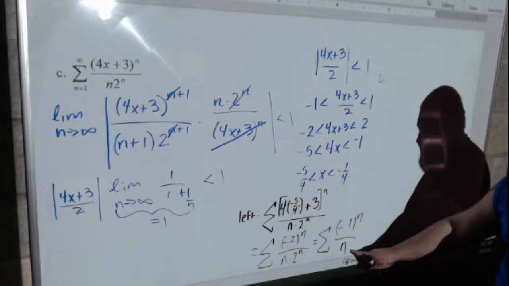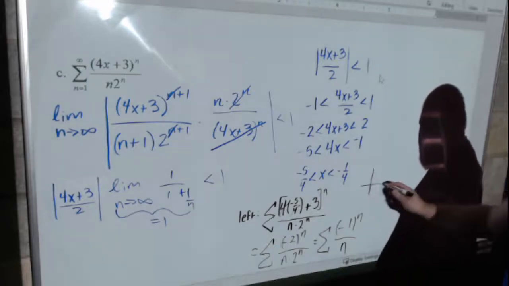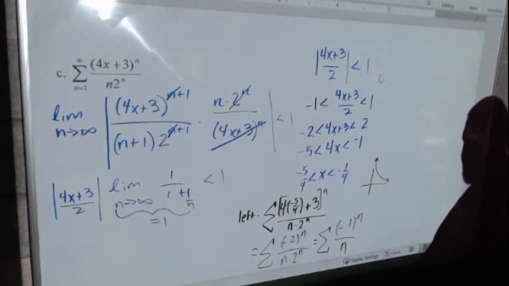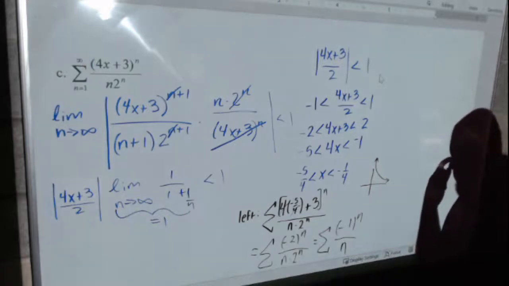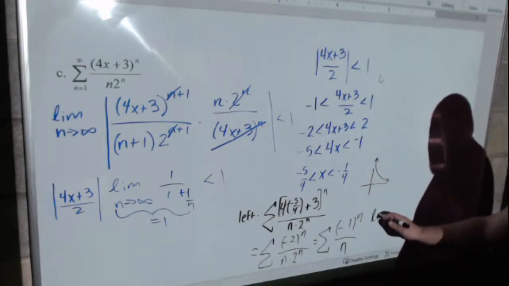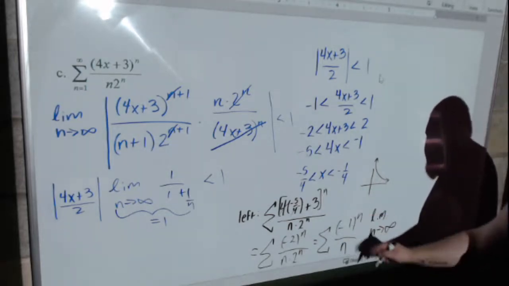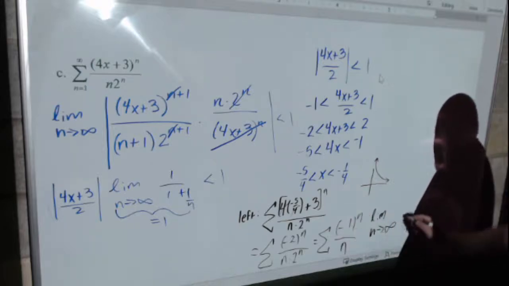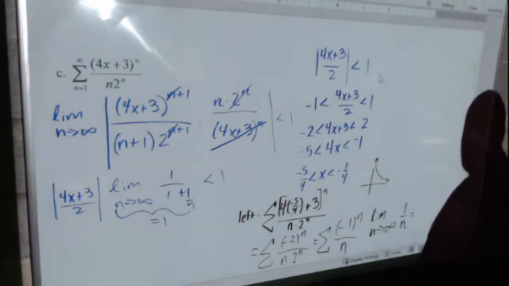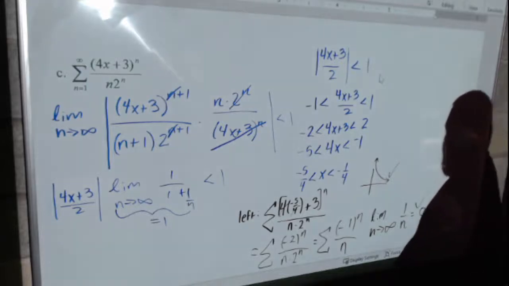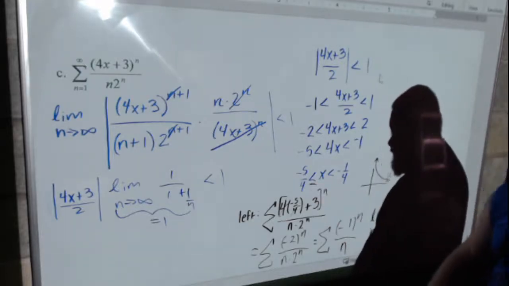Again, this is an alternating series. Got to prove it's decreasing. I know 1 over n is decreasing. It looks something like that. Then I need the limit as n approaches infinity of the absolute value, which means the negative 1 to the n disappears. And that is very easily 0. So we meet both the criteria. That becomes equal to.